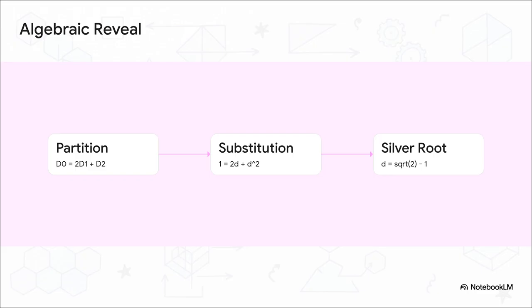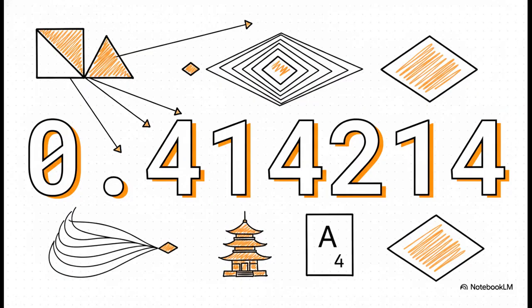Then, in step 2, by substituting the resolution scales and normalizing D0 to 1, we get this incredibly elegant formula: 1 equals 2d plus d squared. And finally, for step 3, when you algebraically solve for d, you get the exact equation for the unique positive root, d equals the square root of 2 minus 1. Resolving that quadratic lands us exactly on 0.414214, which is the unique positive root of the silver ratio.